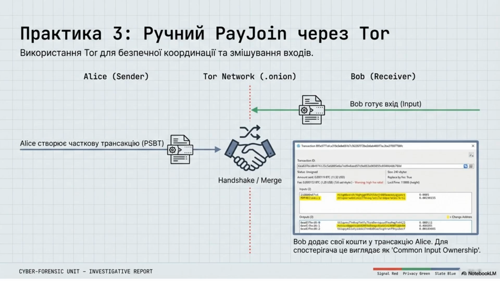Practice 3 is manual PayJoin over Tor for secure coordination and input mixing. Alice creates a partial transaction, PSBT. Bob, the receiver, provides an input. After the handshake and merge, Bob adds his keys, making it look like a common input ownership transaction to observers.